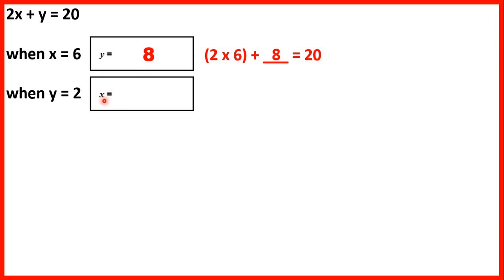Now we need to know the value of x when y equals 2. So 2 times x plus 2 equals 20. Before we added 2, we would have had 18 here. So we need to think 2 times what is 18? Well, 2 times 9 is 18 plus 2 is 20. So that means when y is 2, x has to be 9.